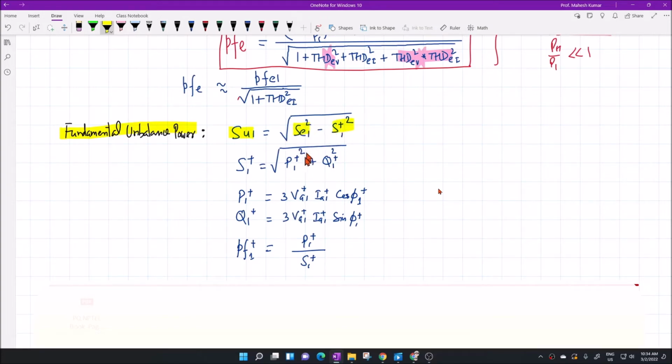What is SE1? P1 plus square plus Q1 plus square. What is P1 plus? P1 plus is 3 into VA1 plus, IA1 plus, cos phi 1 plus. Q1 plus is 3 VA1 plus, IA1 plus, and sin phi 1 plus. And this is the PF1 for positive sequence fundamental powers, that is P1 plus by S1 plus.